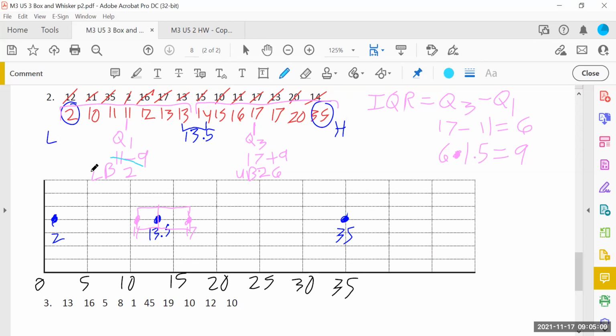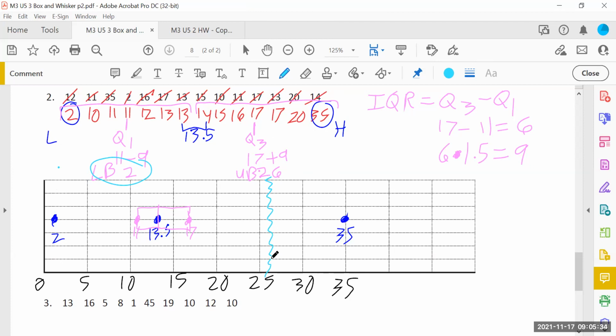So my lower boundary was 2. Here's my lower boundary. Is that point okay? It's on the boundary. That's fine. On the boundary is okay. But then up here, my upper boundary is 26. Do I have a point past that?